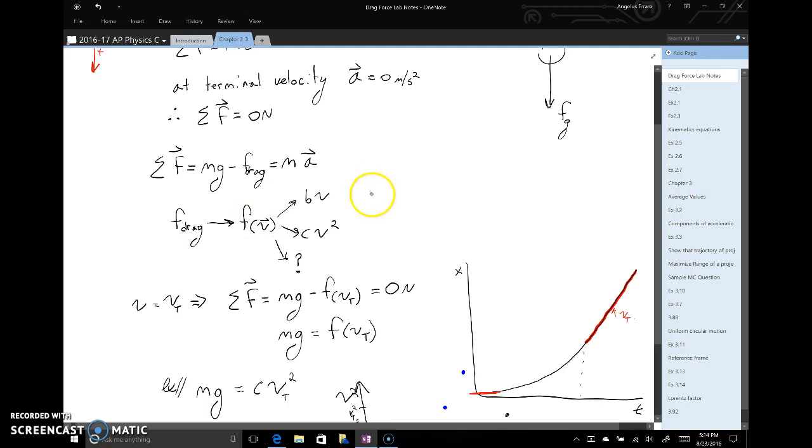And this is our first real look into a differential equation. It's an equation where, in this case, the force acting on the object is, we know force is mass times acceleration, and the force that we're getting out of the air resistance is dependent on velocity. Well, velocity is the first time-based derivative of position, and acceleration is the second time-based derivative of position.